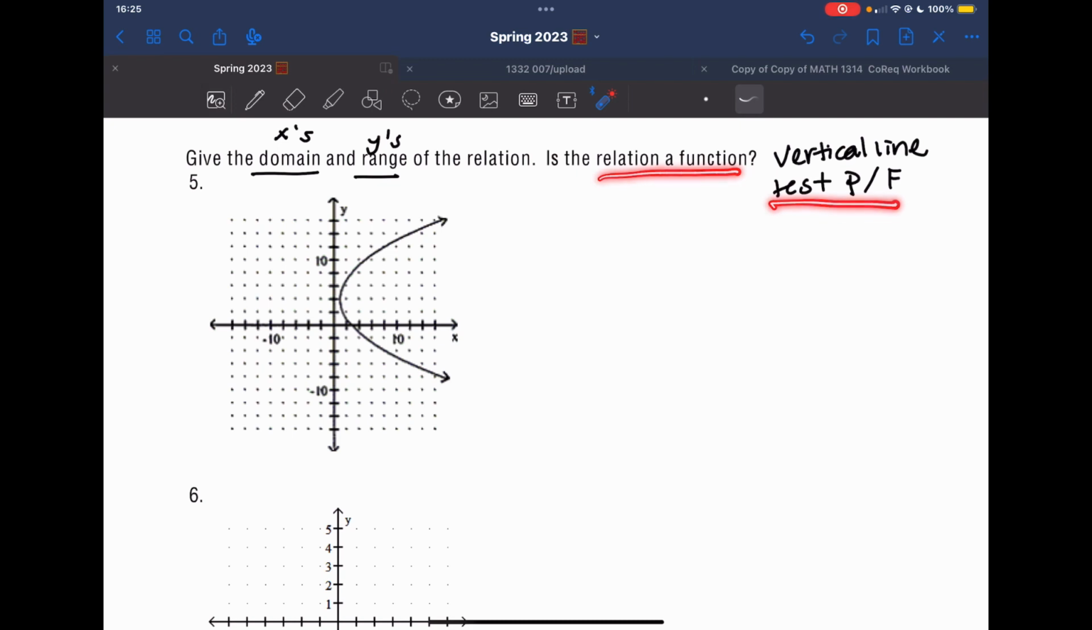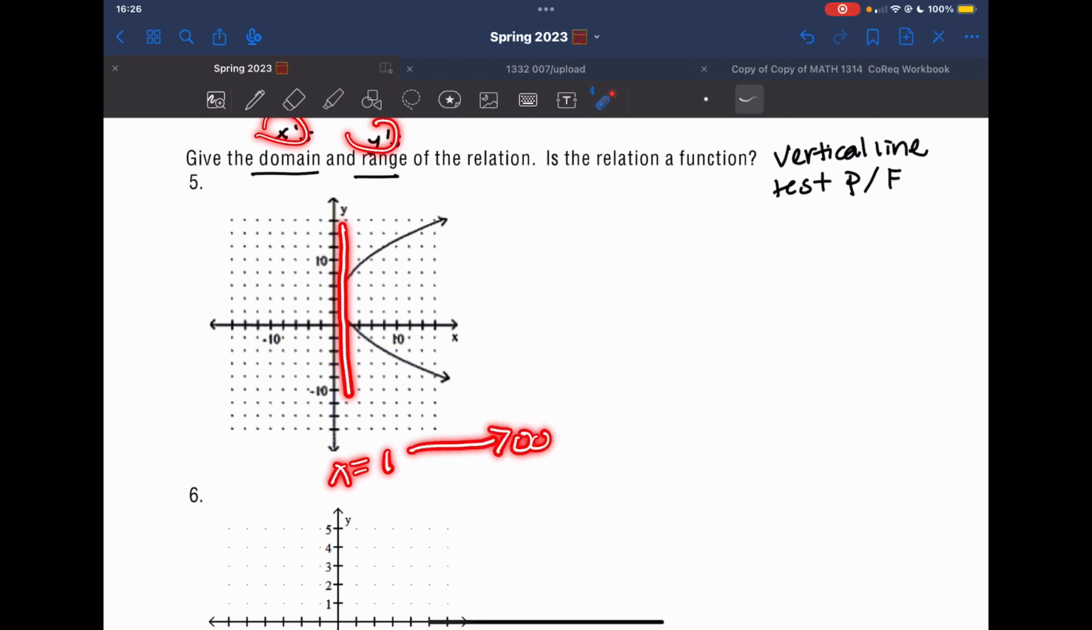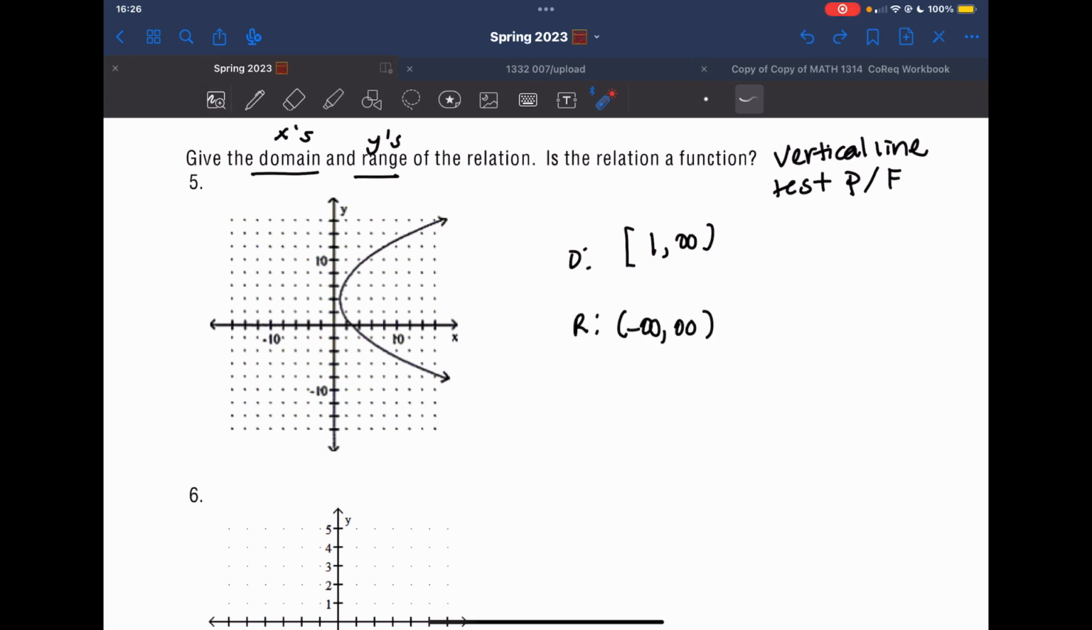So when you're looking at domain, you're looking at x's and y's. Our domain right here starts at 1. So this is at x equals 1. And it opens to infinity. And then our range, there's nothing stopping it from -infinity, and then we're going upward to infinity. So our domain is 1 to infinity, included. And our range is -infinity to infinity. And this is a fail, the vertical line test. So therefore it's not a function.